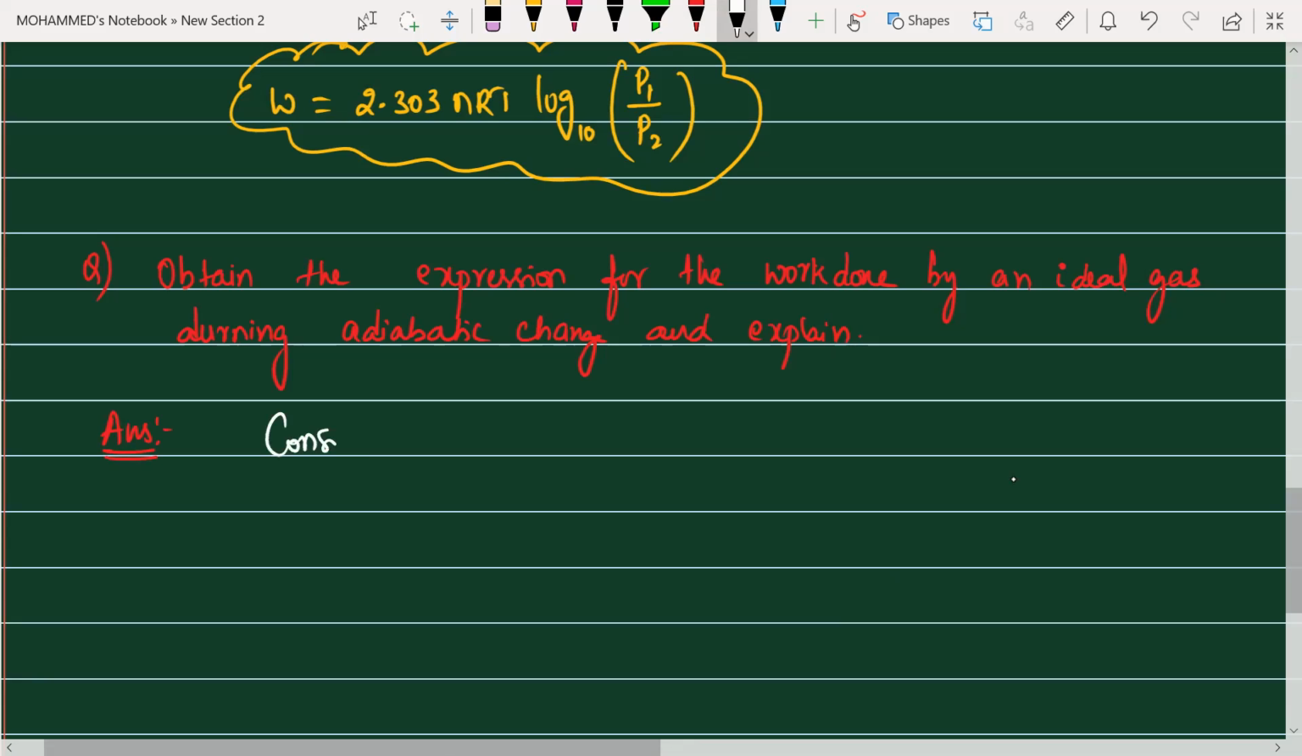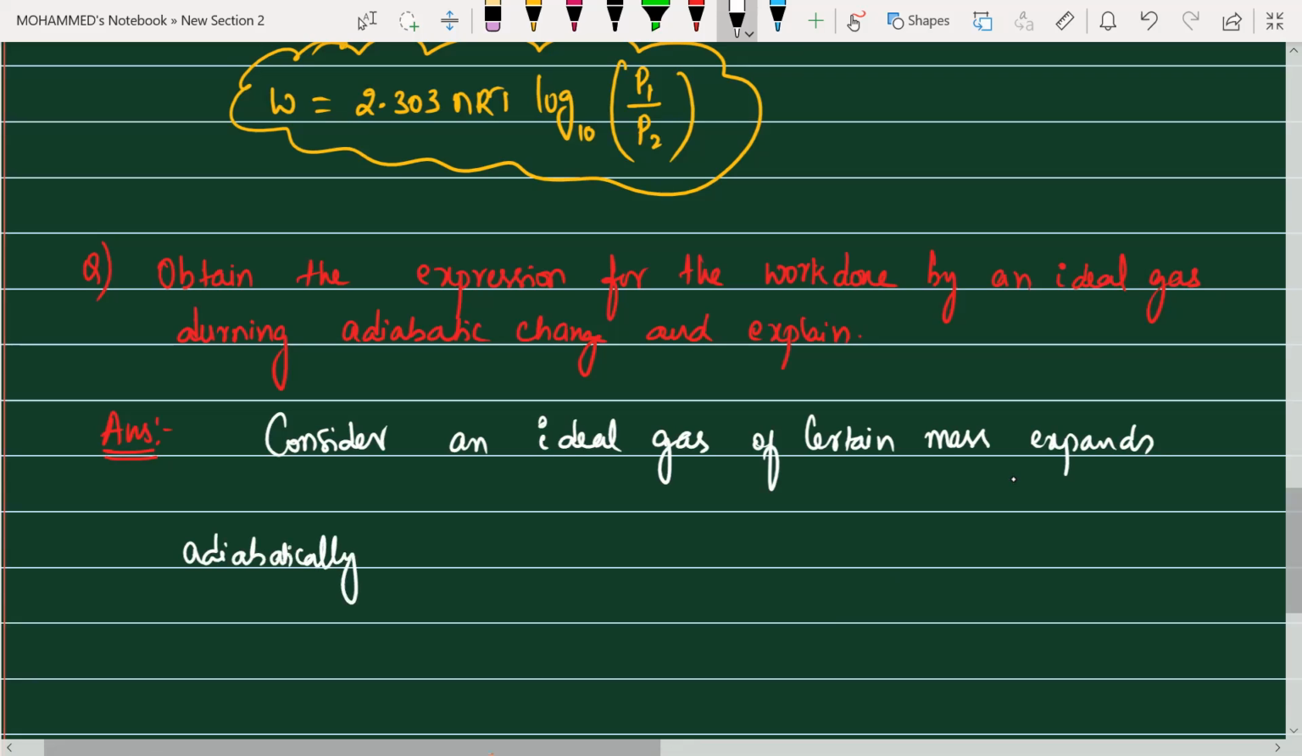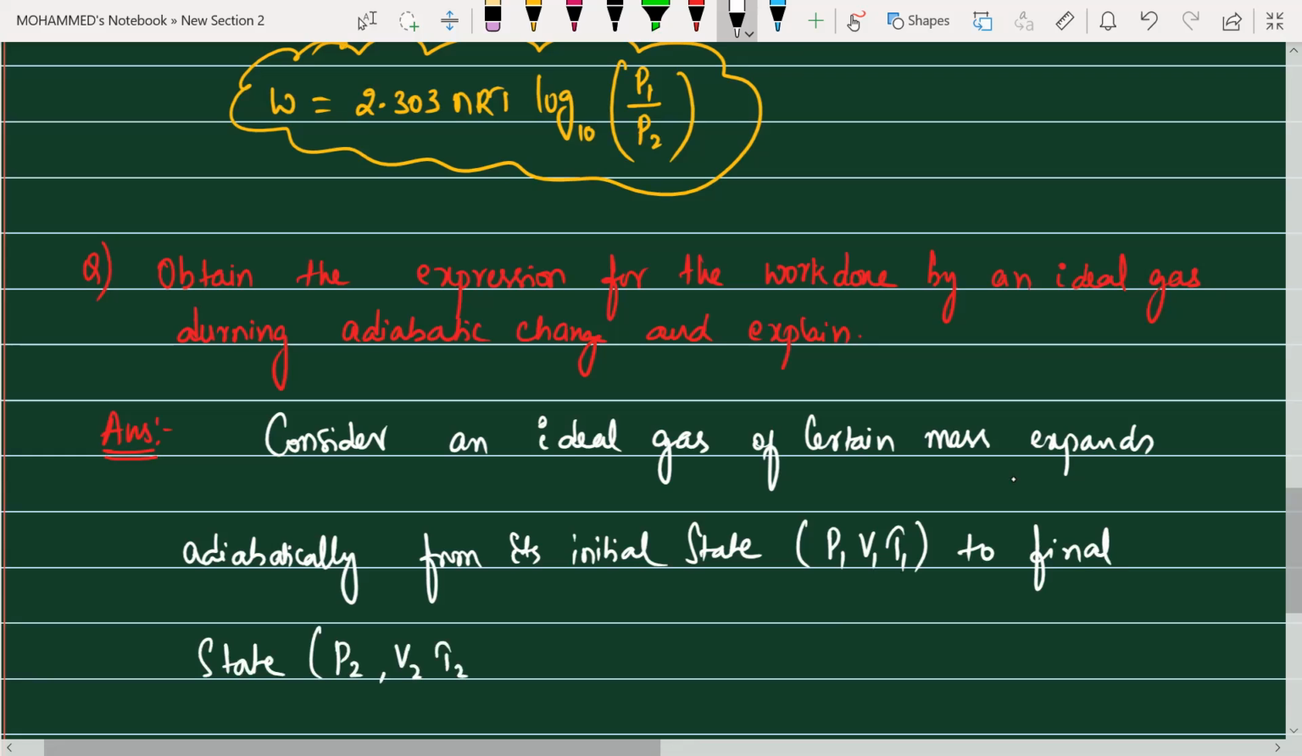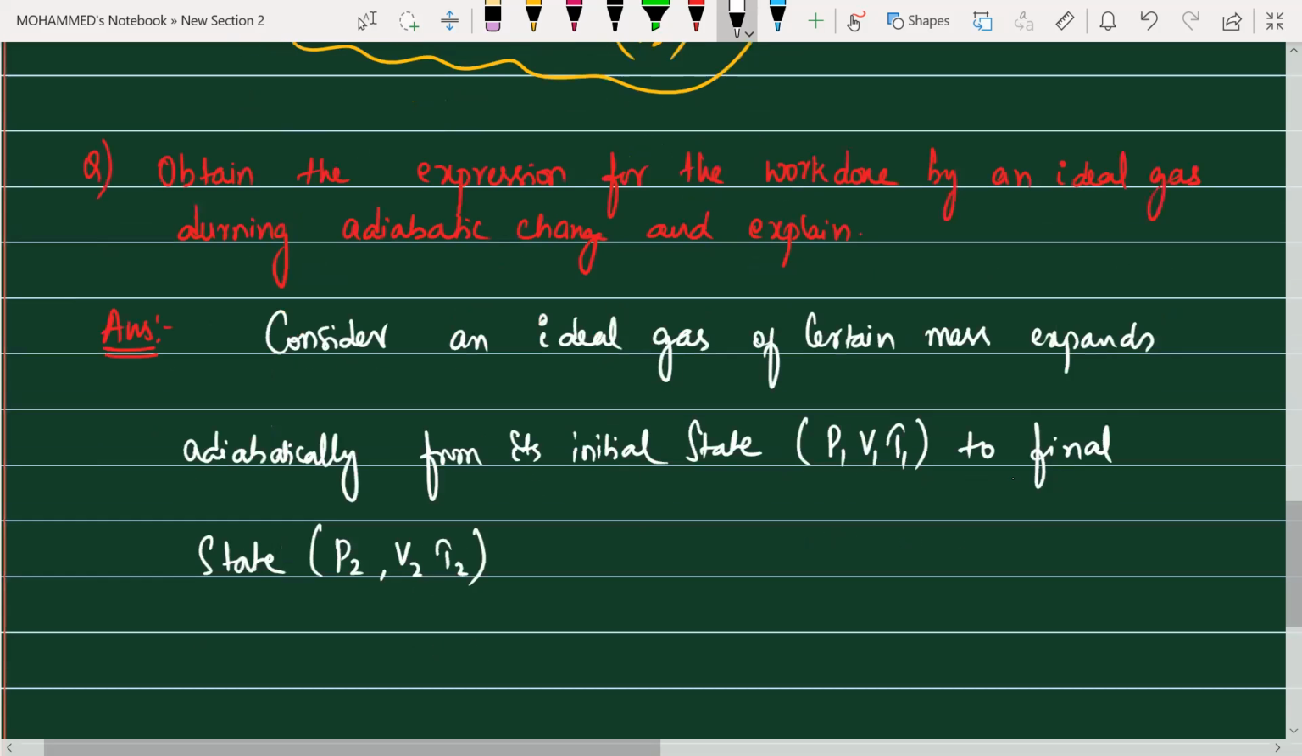Again, what you do in this one, consider an ideal gas of certain mass, and the certain mass expands adiabatically from its initial state P1, V1, T1 to final state P2, V2, T2.